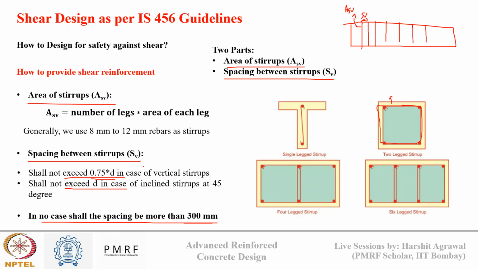Suppose my d is 400. Then my 0.75d will come out to be 300, and the spacing that I have calculated is coming out to be 350. So we don't need to provide 350 mm spacing, we need to provide 300 mm spacing. So that is what this clause says.